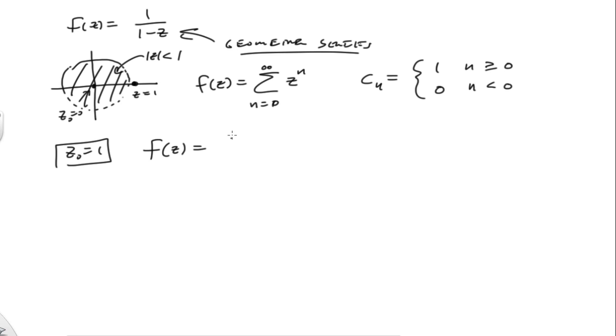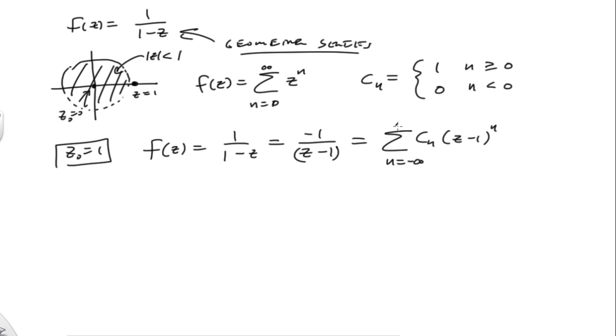F of z is equal to 1 over z, which is basically saying that, if we write it a little differently, it's going to be negative 1 over z minus 1. That's how we would usually write it. In which case what we have is a Laurent series of the form sum of z minus 1 to the nth power, going from negative infinity to infinity.